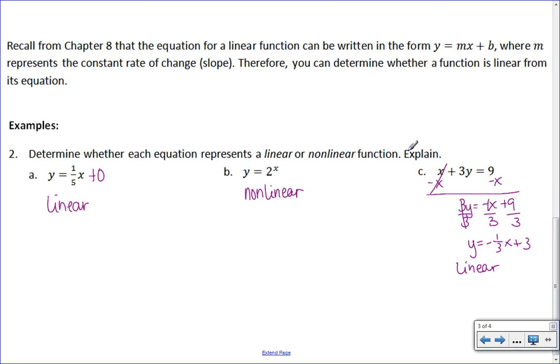And as far as the explanations go on these, the ones that are linear either are already written in slope-intercept form or could be written in slope-intercept form. The one that's nonlinear, however, could not be written in the form y equals mx plus b. That is the one thing that makes that not a linear function.